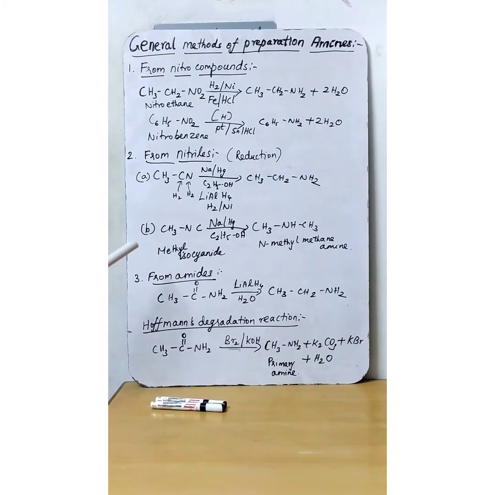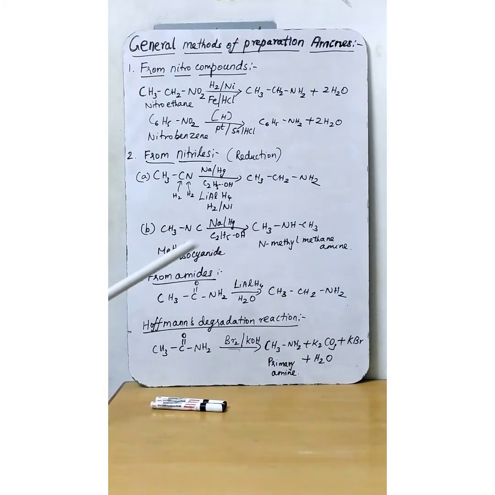Understood? Next one is methyl isocyanide. What is the meaning of cyanide? CN. If that position is changed, then we can say it is an isocyanide. So methyl isocyanide means CH3-NC. Understood? CN is cyanide, NC is isocyanide. This also will undergo reduction in the presence of sodium amalgam and ethyl alcohol. What will it give as the product?